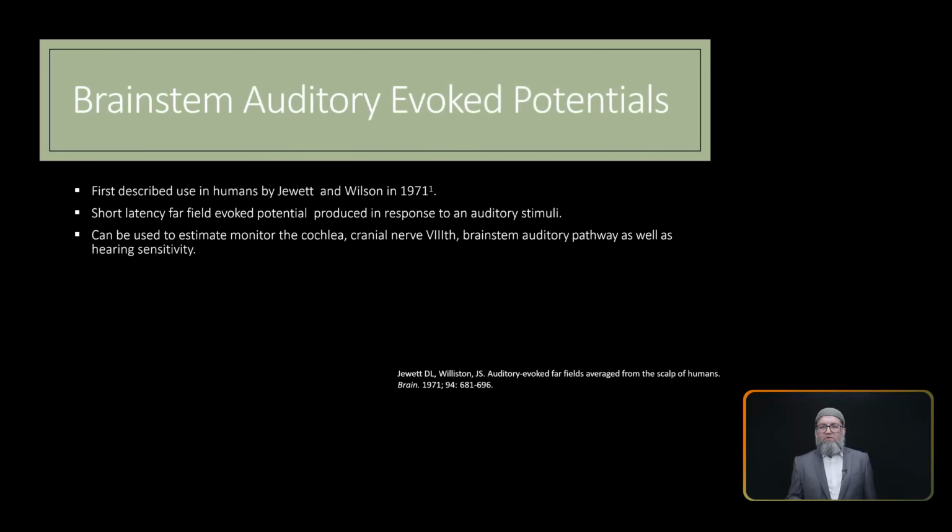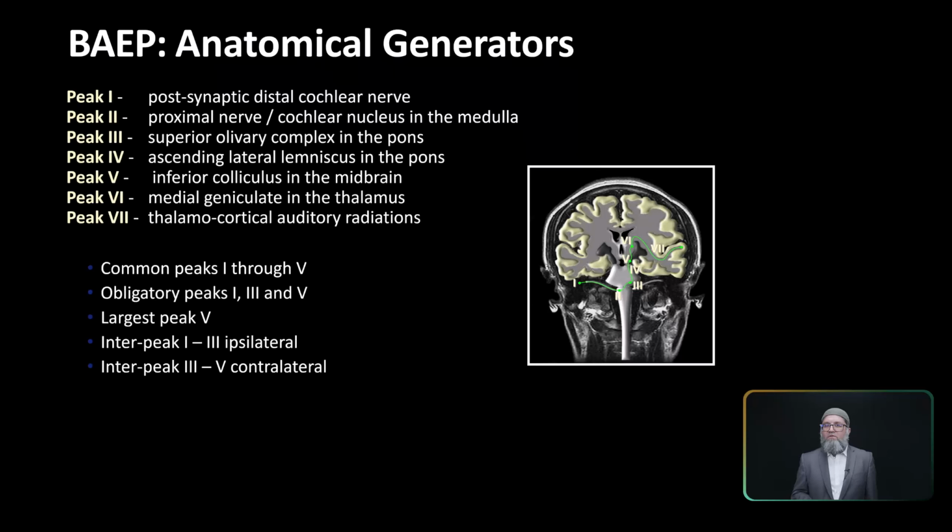Brainstem auditory evoked potentials were first described in humans by Jewett and Wilson in 1971. They are short latency far field evoked potentials produced in response to an auditory stimulus, which is typically a click sound stimulation. These can be used to monitor the cochlea, cranial nerve 8, and the brainstem auditory pathway, and to estimate hearing sensitivity, because the signals are produced in all these structures.